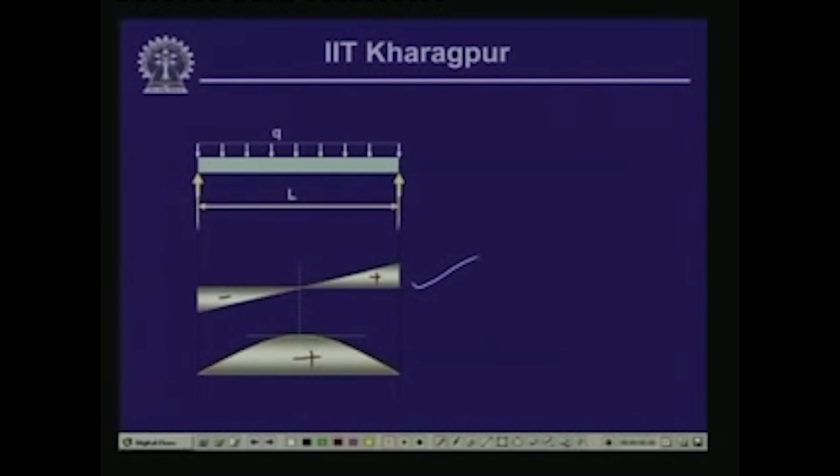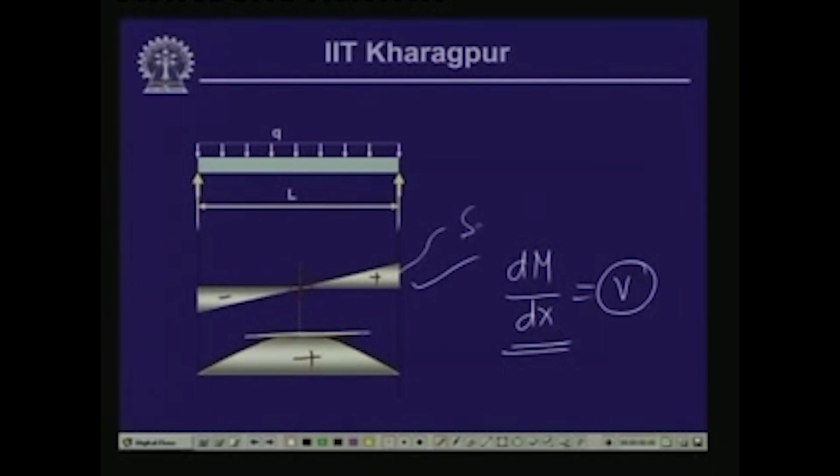Now, please note over here that at L by 2 the tangent to the bending moment diagram is horizontal, and correspondingly the shear force value here is 0, and that is what we get: if V is equal to 0, then dM/dx is 0, the moment is extremal, and the slope over here is the horizontal one. So, this diagram we call the shear force diagram, and this diagram we call the bending moment diagram.